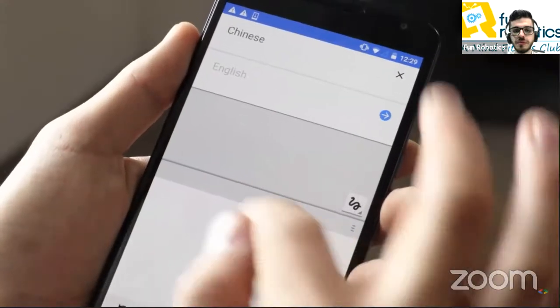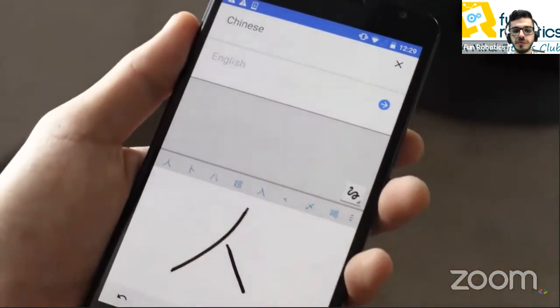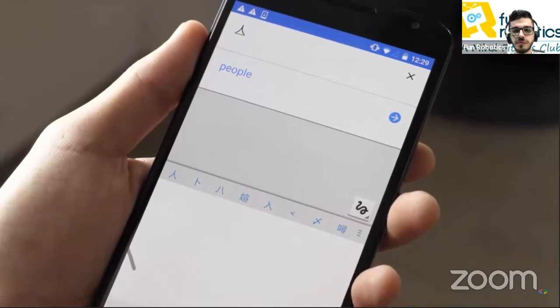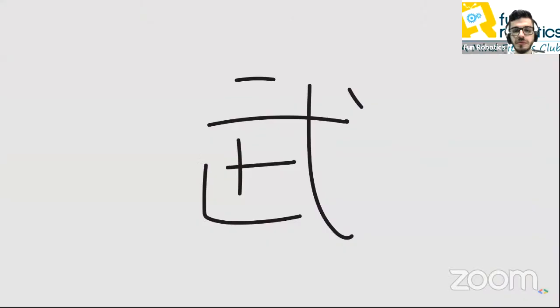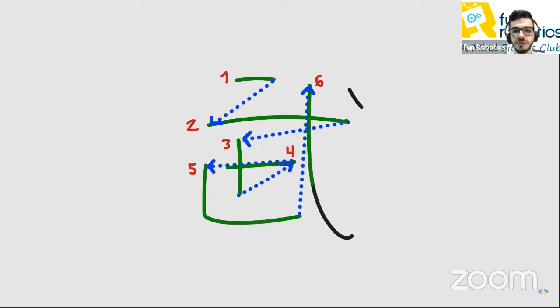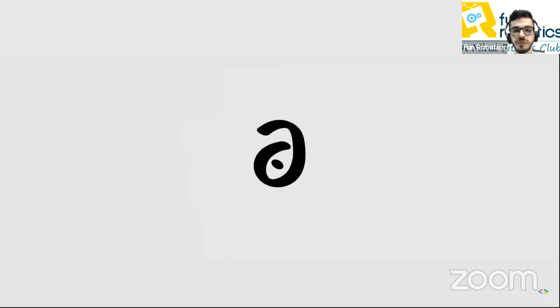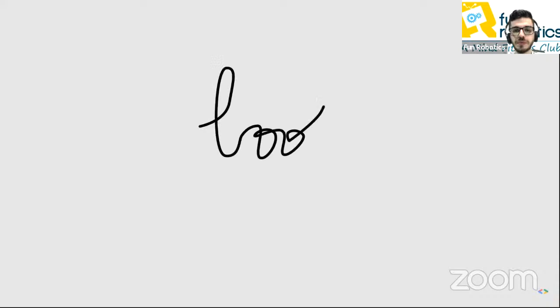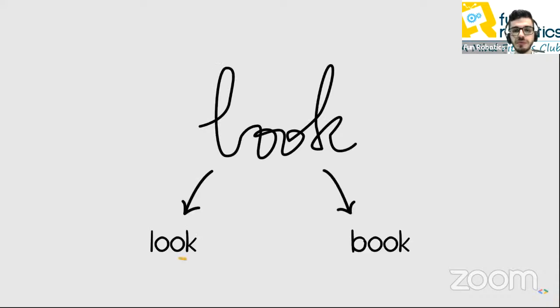It's an experiment that uses some of the same technologies that help Google Translate recognize your handwriting. To understand handwriting or drawings, you don't just look at what the person drew, you look at how they actually drew it. Which strokes did they make first? Which direction did they draw them in? You train the computer on millions of characters from hundreds of languages, and over time, it learns whether you wrote look or whether you wrote book.